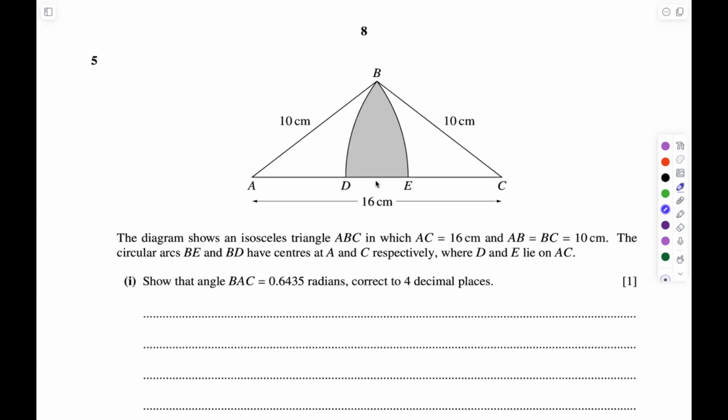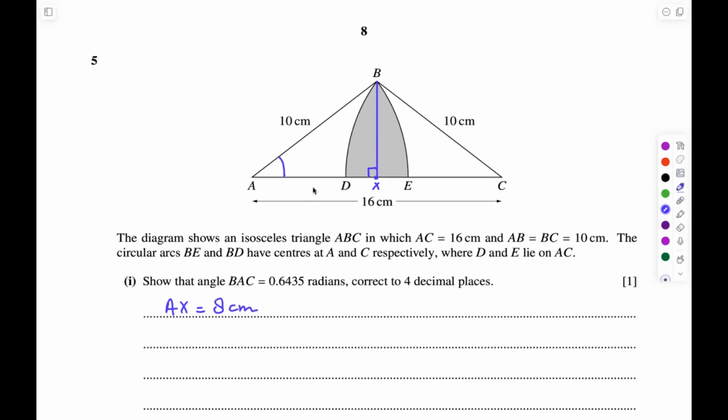Now to find the angle BAC, which is this angle, we can either use the cosine rule, as we have all the 3 lengths given in the triangle, or as it is an isosceles triangle, we can draw a perpendicular line from B to the line AC. As it is an isosceles triangle, it will be exactly in the middle, which means that, let's call this point X, AX will be equal to 8 centimeters, half of 16.